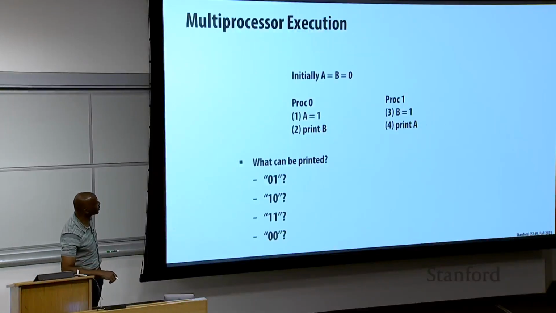In order to get our heads thinking about this, let's look at a very simple program. Initially A and B are 0. On processor 0, we set A to 1, and then we print B. On processor 1, we set B to 1, and then print A. So why don't you discuss with your neighbor and tell me which one of these outputs can be printed. I'll give you a minute to think about it.